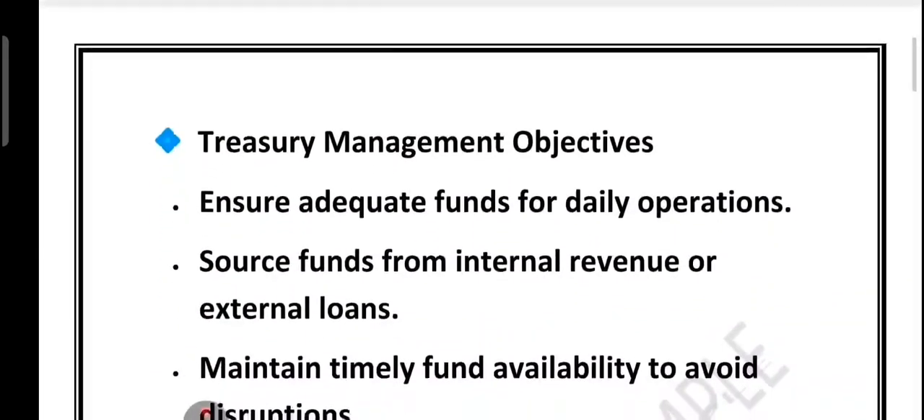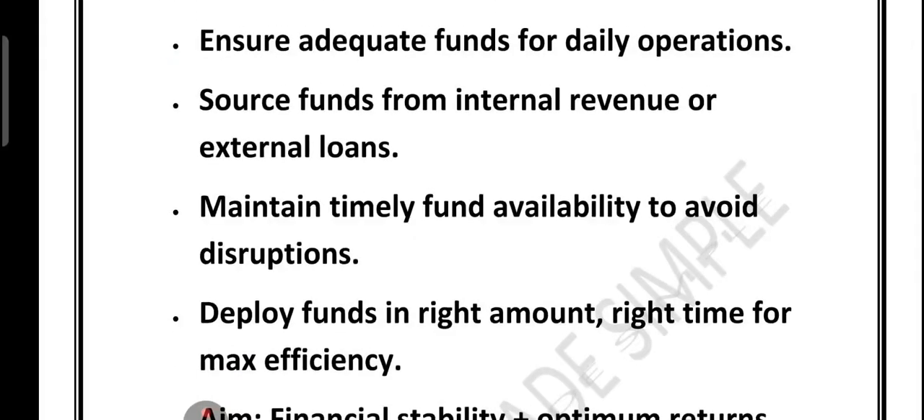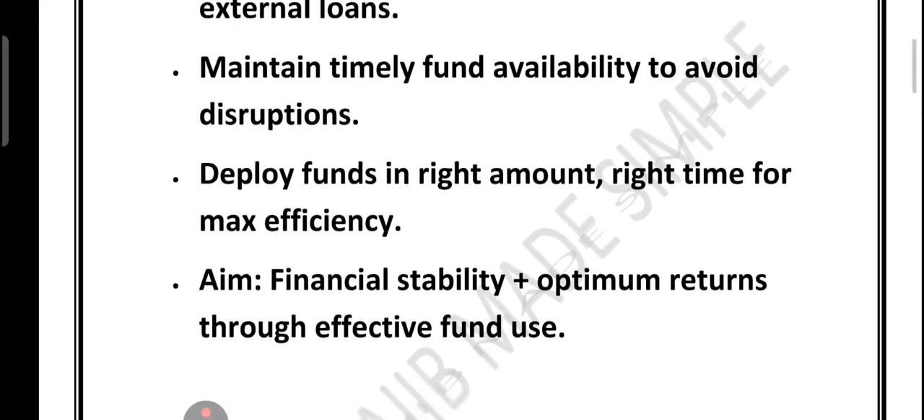Now friends, let's talk about the main objective of the treasury management. To make sure that there are adequate funds for daily operation. To arrange money either from internal source like revenue or external source like loan. To ensure timely availability of fund so that business never stops. To deploy fund in the right amount at the right time for maximum efficiency.